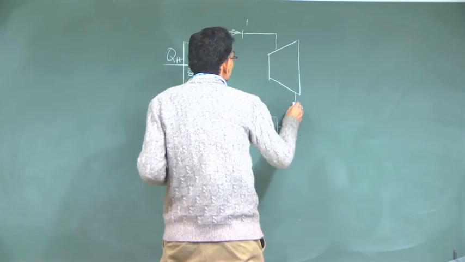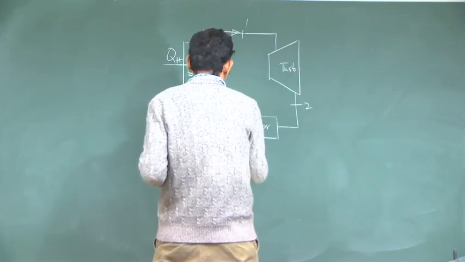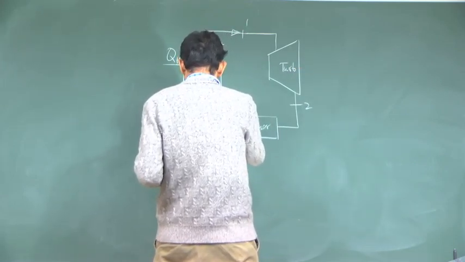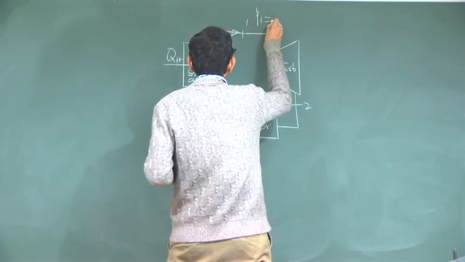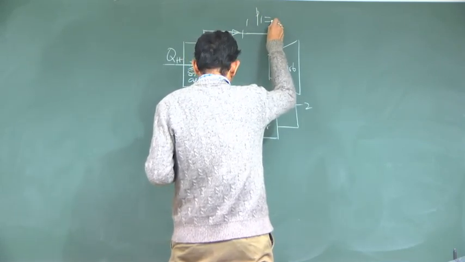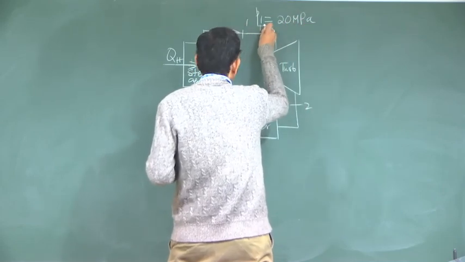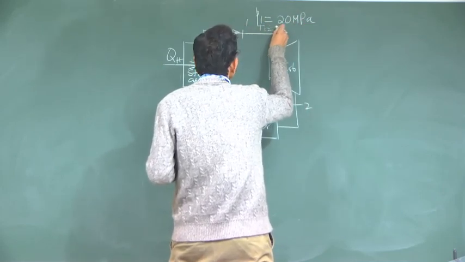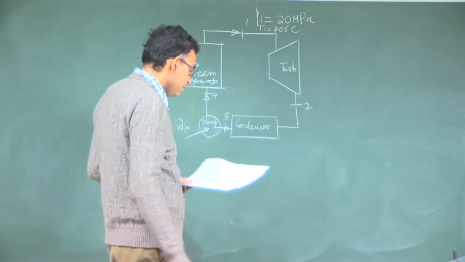So, this is 1, this is 2, this is 3, this is 4. So, at 1 you have P1 is equal to 20 MPa and T1 is equal to 700 degree centigrade. This is superheated steam.